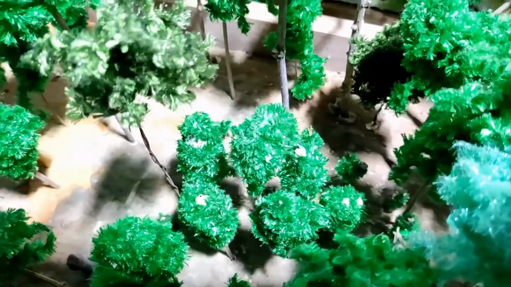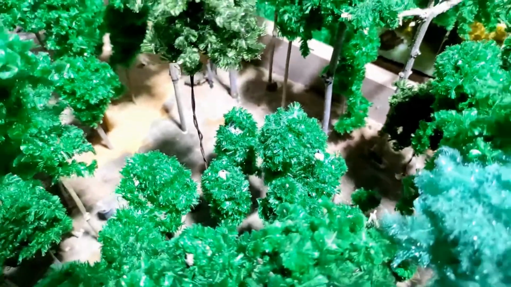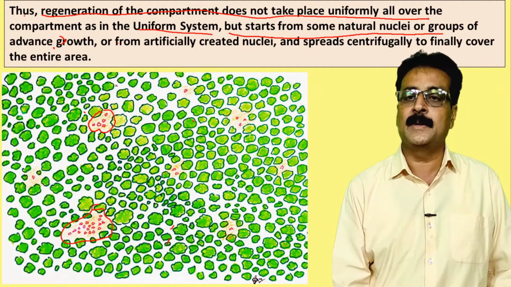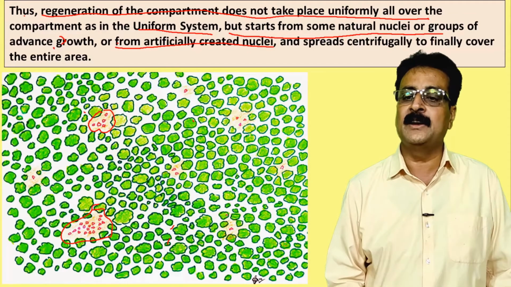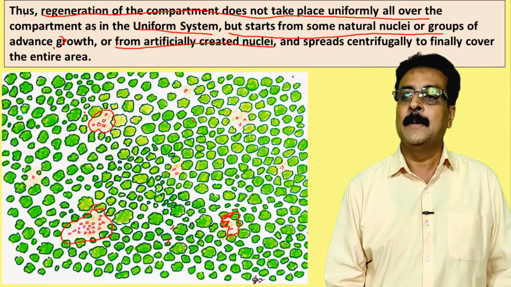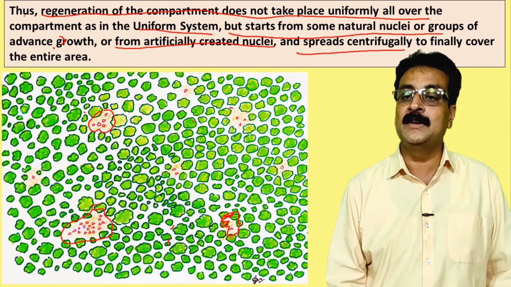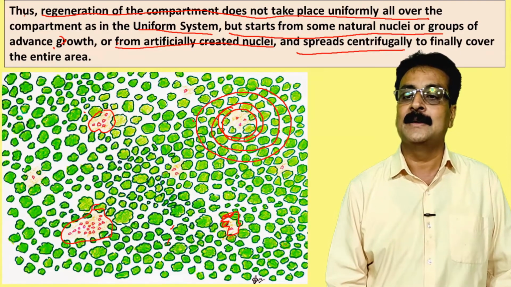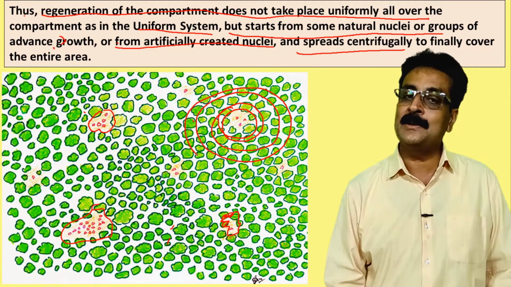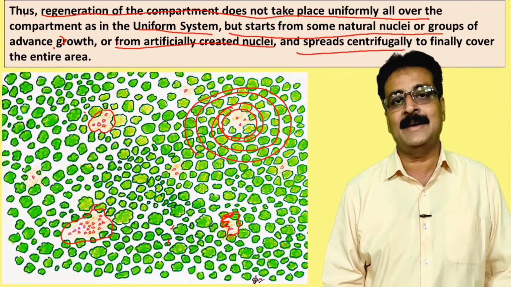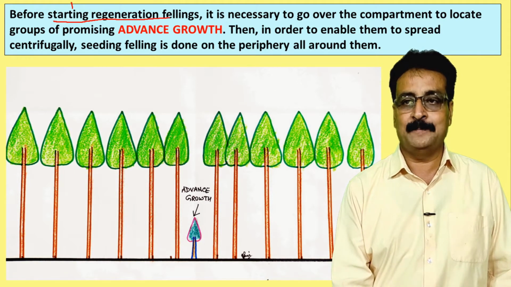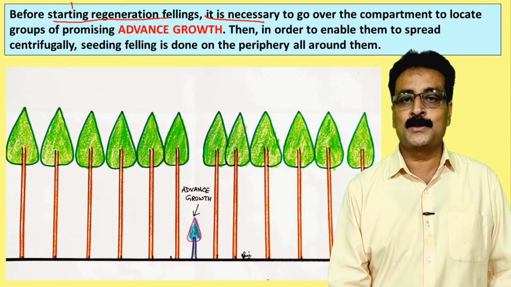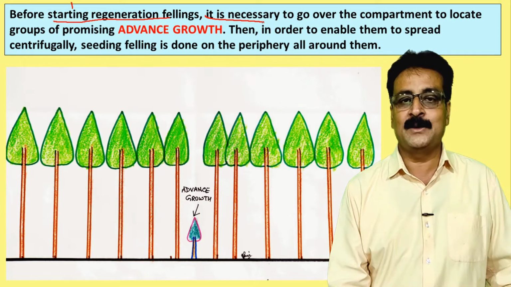But it starts from some natural nuclei or group of advanced growth. So we see here some group of advanced growth coming here, some advanced growth coming here, or from artificially created nuclei, or we created some artificially here, okay, and it spreads centrifugally. Slowly regeneration will keep on coming here centrifugally like this, okay. They will enlarge it, and as the regeneration comes, we will do seeding felling, secondary felling and final felling.